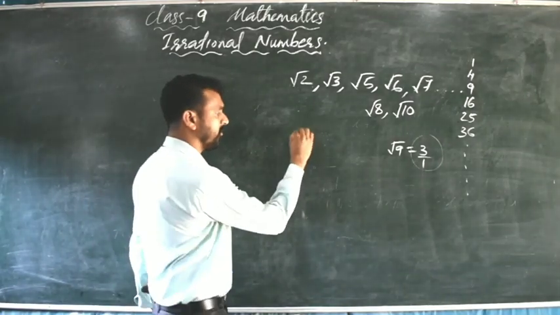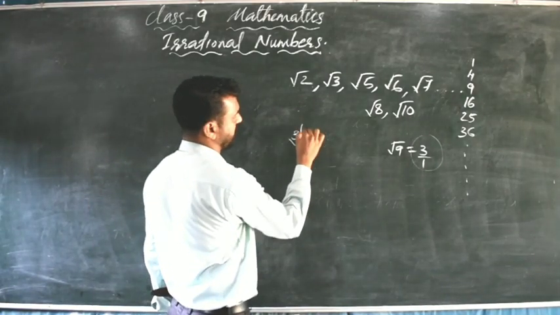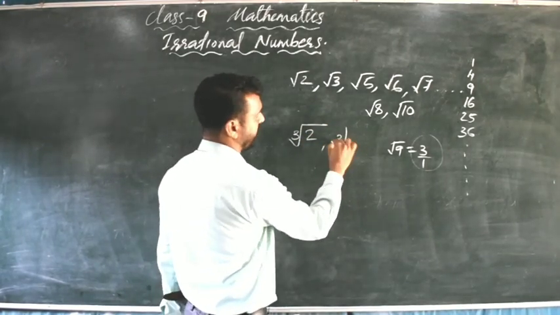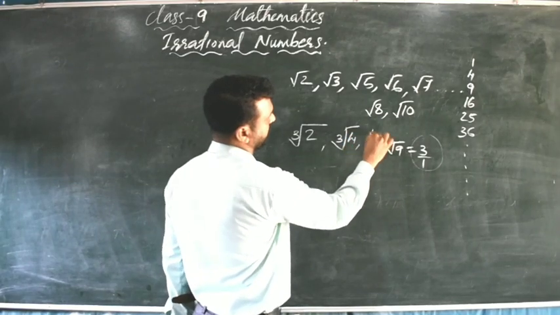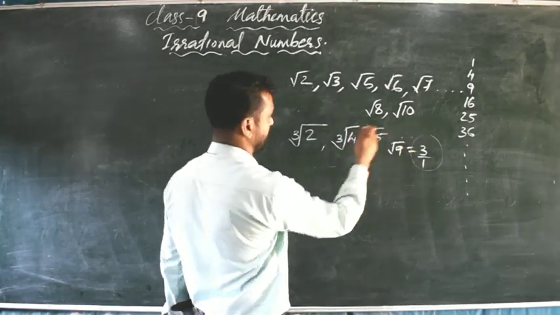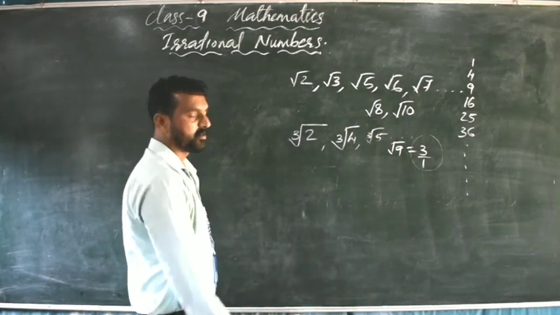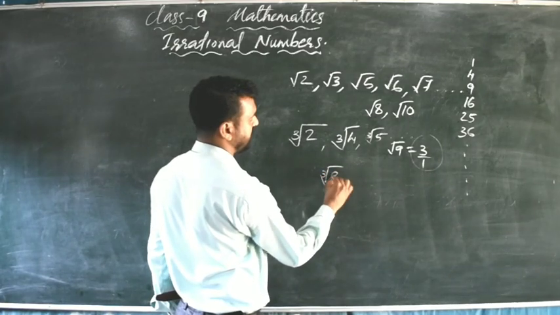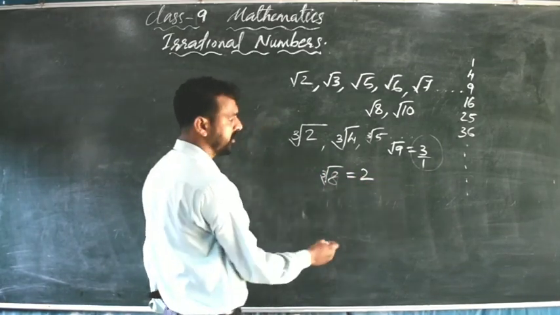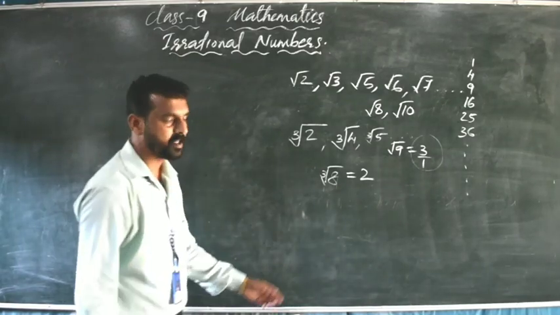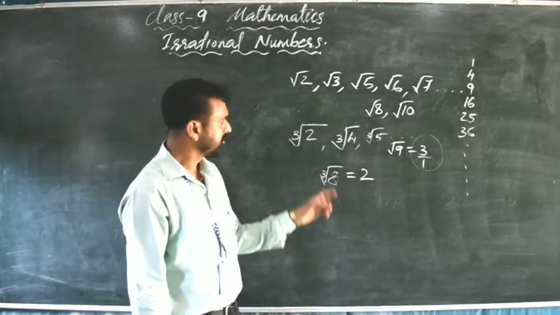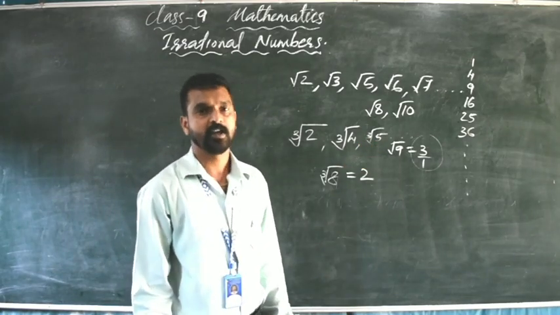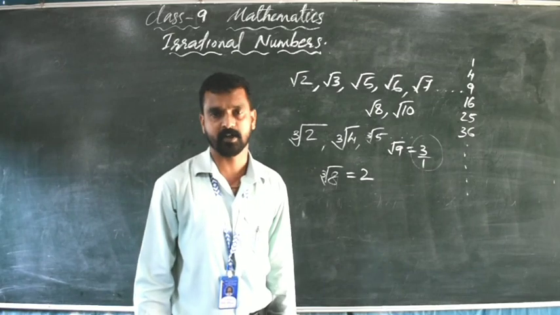And cube roots of all non-perfect cubes are irrational numbers. Cube root of 2 is an irrational number. Cube root of 4 is an irrational number. Cube root of 5 is an irrational number, etc. These are non-perfect cubes. But the cube root of 8 is a rational number. What is the cube root of 8? It is 2. So cube root of 8 is a rational number because it is equal to 2. But cube root of 2, cube root of 4, cube root of 5, etc. are irrational numbers which cannot be written in the form p divided by q.